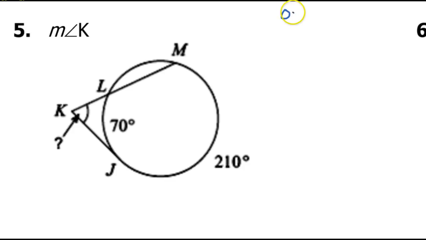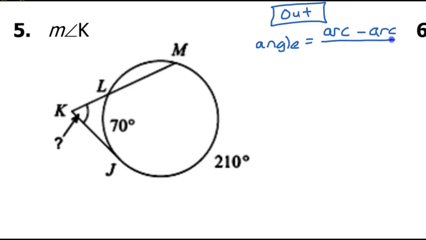Here comes another outside the circle problem. So the formula for that again is angle is equal to arc minus arc divided by 2. Okay? So the angle is what we're looking for. So I'm going to call this x. So I can just go ahead and put x right here. Now, arc minus arc divided by 2. We need the big arc, which is 210.